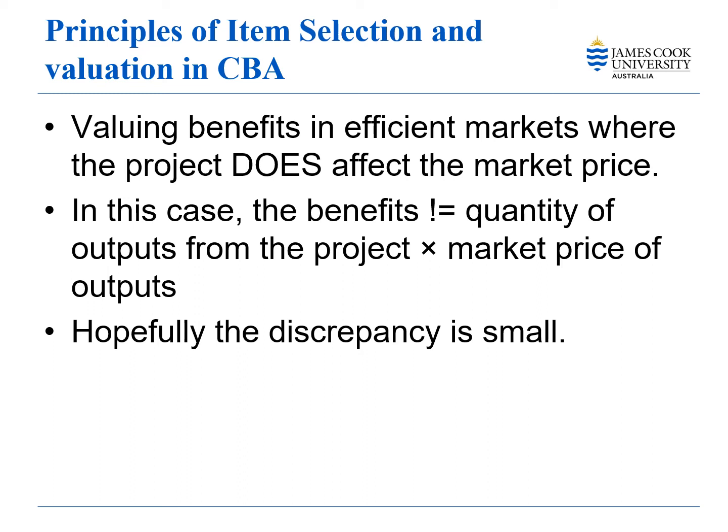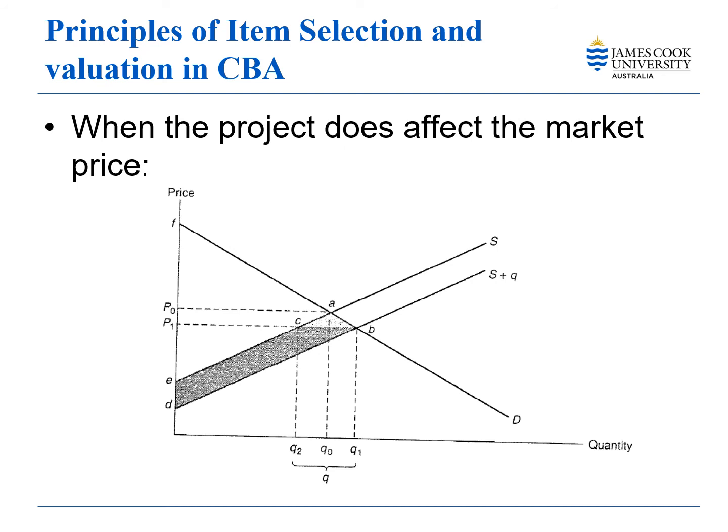However, when we are valuing benefits in efficient markets where the project does affect the market price, in these cases the benefit is not equal to the quantity output from the project times the market price. And hopefully this discrepancy would be small. For example, like this one, a downward sloping demand function, and this is the supply without the project, this is the supply with the project, they are not the same. So now we cannot really use this to measure the benefit, but hopefully the difference is small.